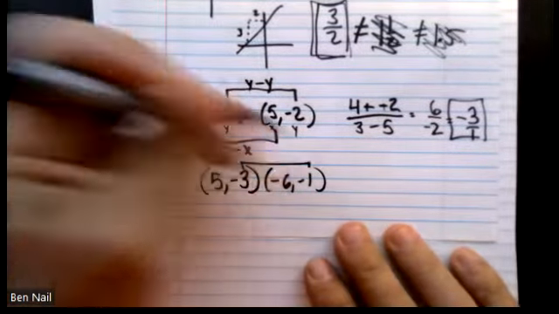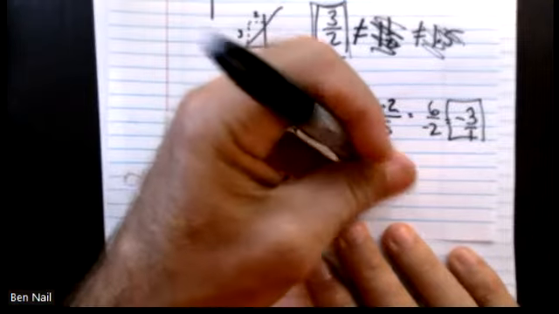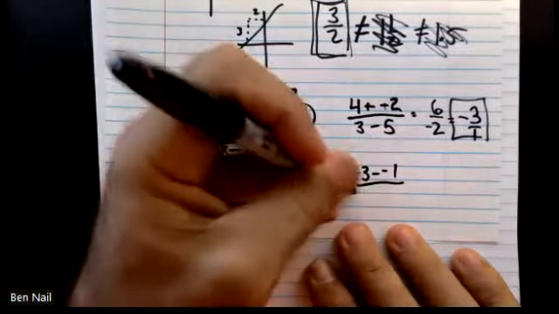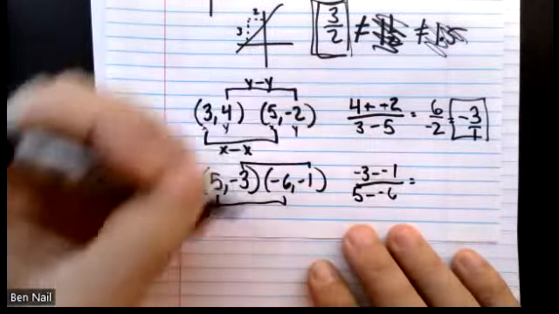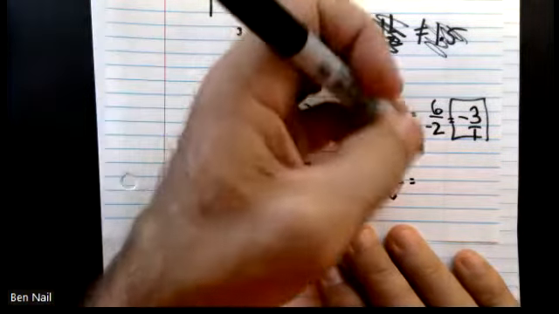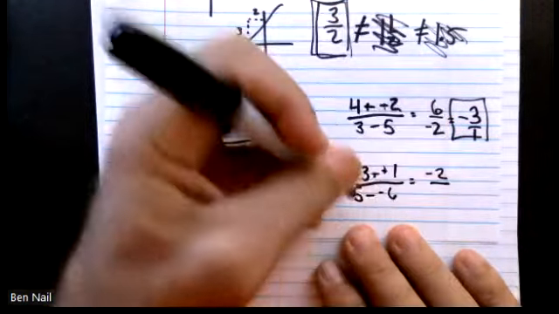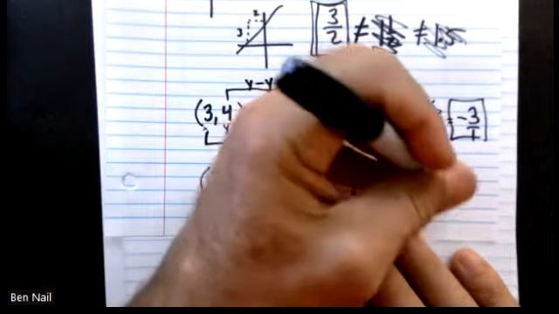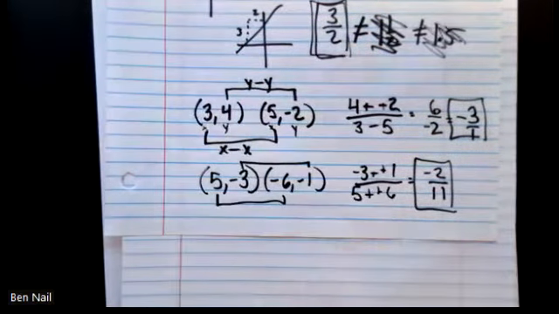Again, y minus y over x minus x. If you're subtracting a negative, again, that's the same as adding. So -3 plus 1 would be -2. 5 plus 6 would be 11. So that would be my slope.